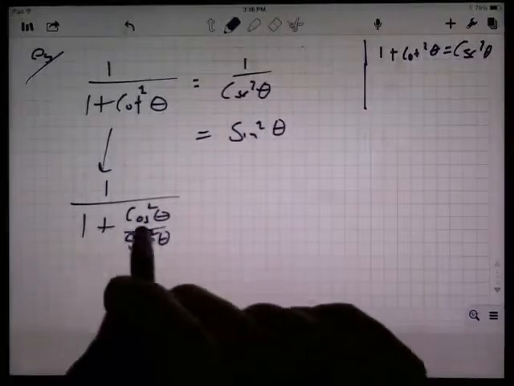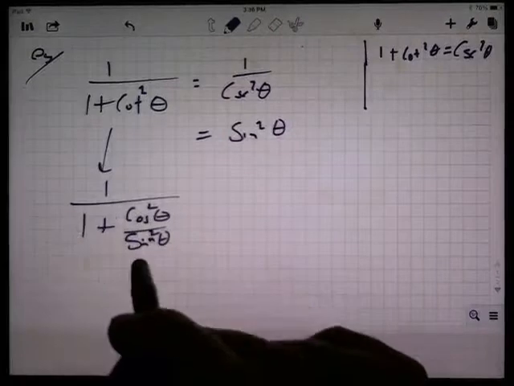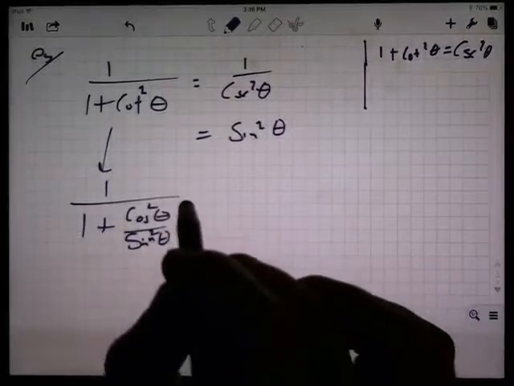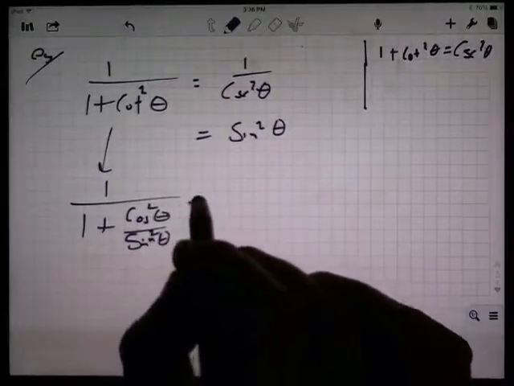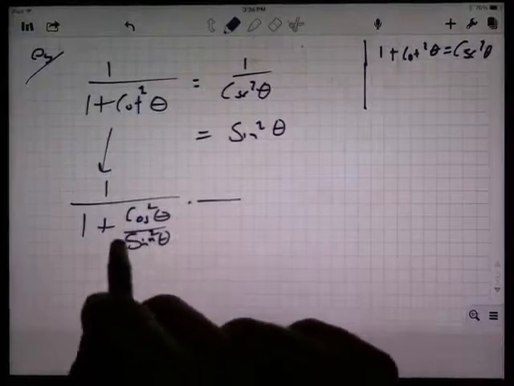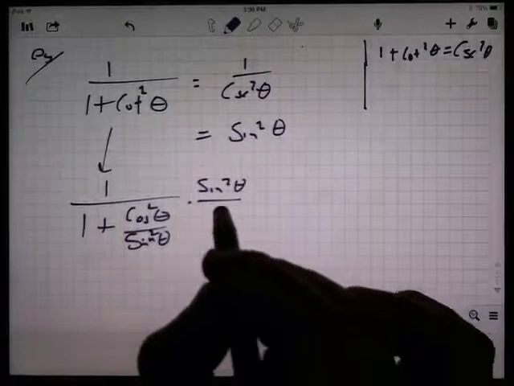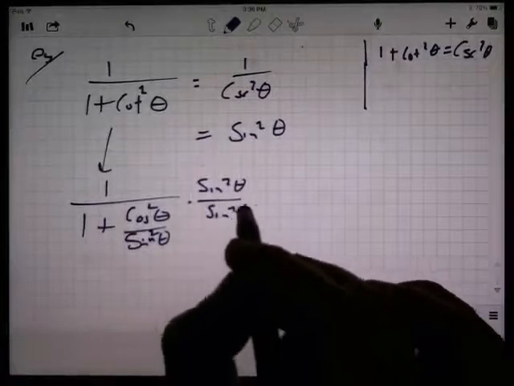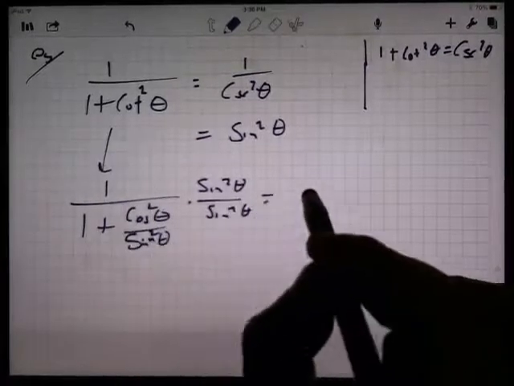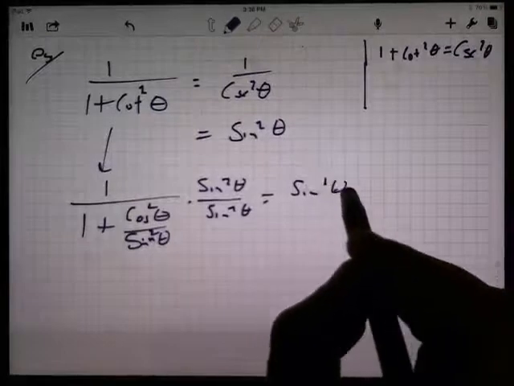Some people say, well, get a common denominator, and then you're dividing by this fraction. I have a tendency to say, I'm going to multiply by 1, and the 1 that I choose is, when I see denominators, I'm going to multiply by them. So I'm going to multiply top and bottom by sine squared theta. The 1 times sine squared theta is sine squared theta.